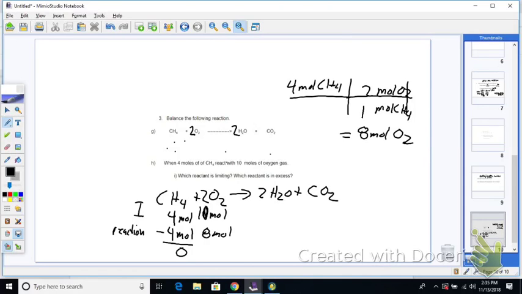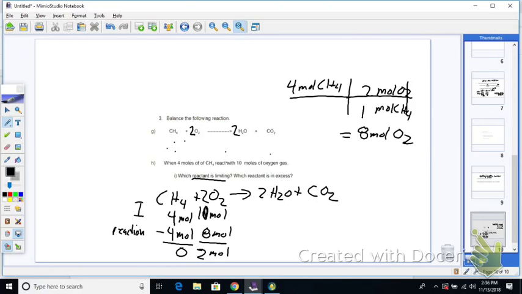Do we have 8 moles? Yeah, we got more than 8. We have 10. So did we pick right? Yes. So CH4 is limiting, and the oxygen is in excess by how much? 2 moles. So I have 2 moles of oxygen left over. Okay? So then, how many moles are in excess? 2 moles.